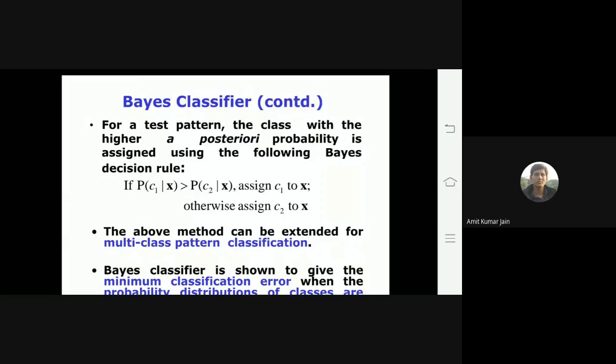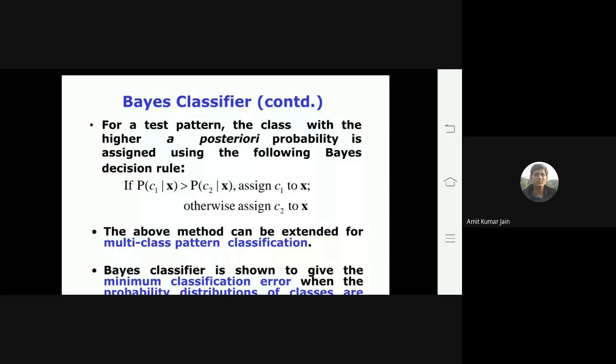So if you can see in this decision rule, what I have written is: if the posterior probability of C1 given X is greater than that of C2 given X, that means the posterior probability of C1 is greater than C2 for the sample X. So my pattern X will belong to C1, because we are evaluating the class label based on the higher posterior probability. Otherwise, X will belong to C2. This is the decision rule you have to follow whenever you implement a Bayesian classifier.